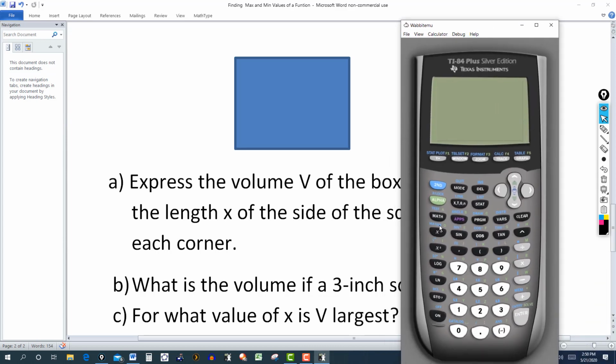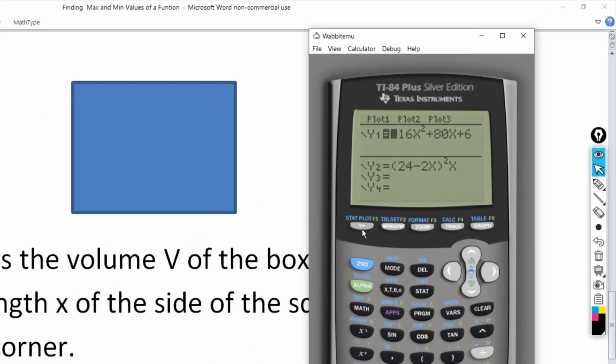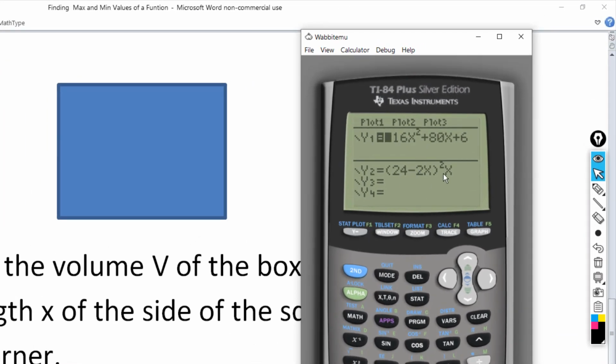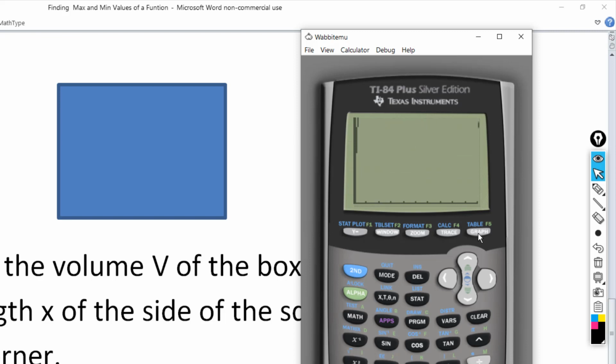I turn it on here and go to y equals. Okay, so I already have it entered. There's your volume function, 24 minus 2x, quantity squared, times x. Now let me deselect the first one, so hit enter here. So deselect that one, and I want to select y sub 2, hit enter. And now let's try to graph this. So if I hit graph on this one, let's see what it looks like.